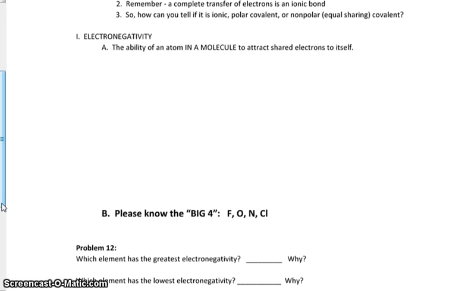And part B, oh my goodness, I can't tell you how important this is. The AP does not expect you to memorize these values. You don't have to know fluorine is 4.0, oxygen's 3.5, and nitrogen and chlorine are tied at 3.0, but you have to know those are the big four, and they do expect you to recognize those as being the four most electron-loving elements there are, okay?